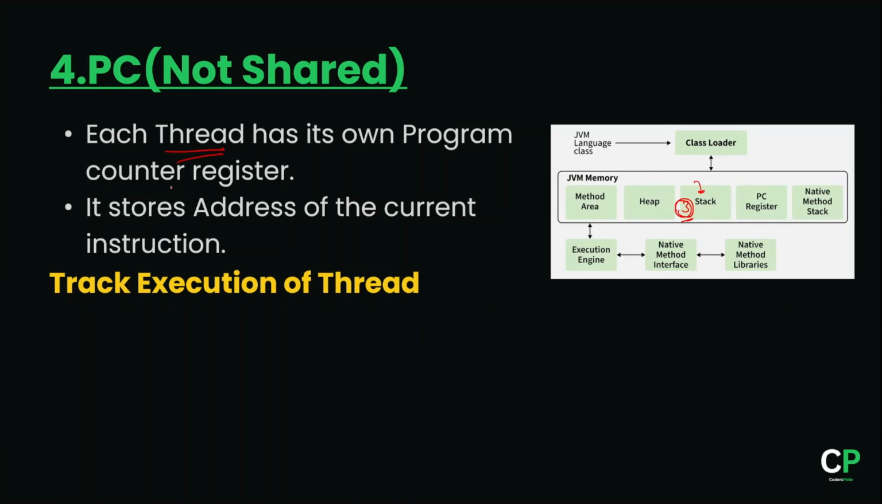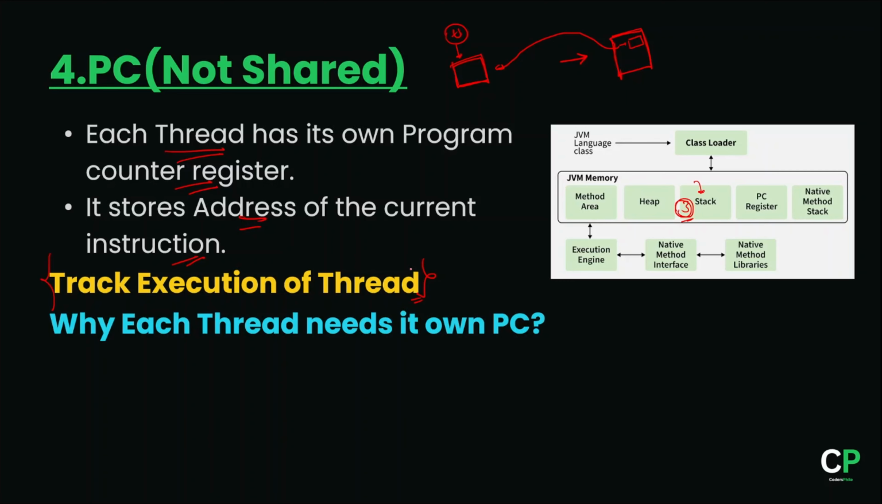Each thread has its own program counter register. It stores the memory address of the current instruction. For example, the bytecode is loaded into the memory, and each instruction has some address. So the program counter stores the address of the current executing instruction of the current thread. It is needed to track the execution of the thread.